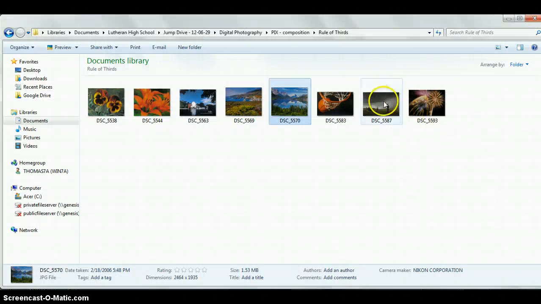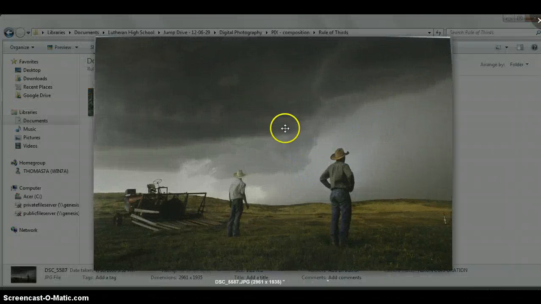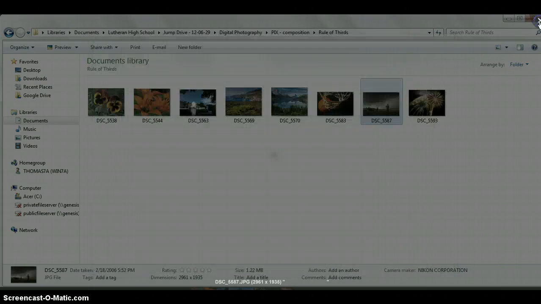If I go to this one, okay, here, if you visualize your tic-tac-toe, again, I've got the farmer standing right here on one of those intersection points, which is a very strong element. Also, he's a vertical and on this third line, so it really stops the eye from falling off the page, going back, looking at the rest of the picture back and forth. That's what you want to try and do, is try and stop the viewer's eye from moving, and get them back into the photo to look at some more.